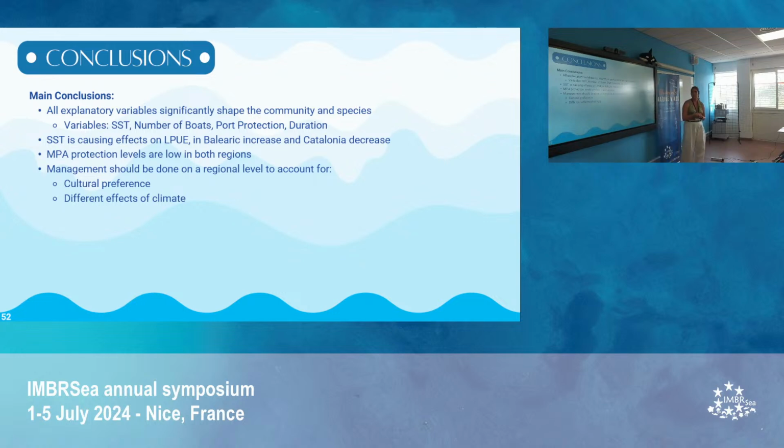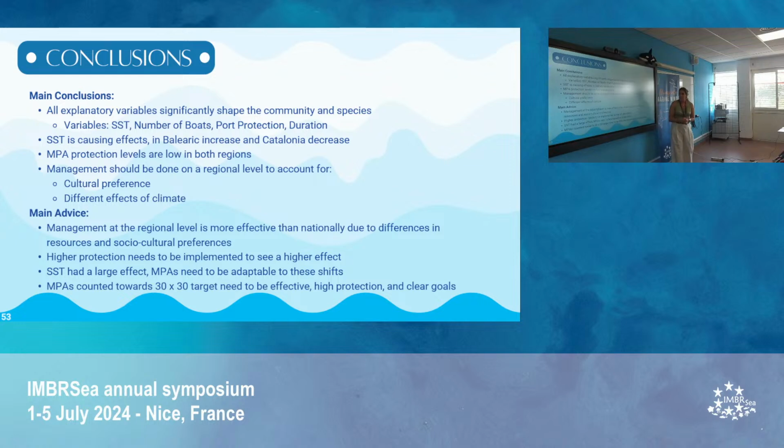So I would like to say my main conclusions, which are that all explanatory variables were significant in determining the biodiversity and the community, the species abundance. That with sea surface temperature, we're already seeing effects on some species, especially the tropicalization phenomenon. That MPA protection in both areas was low, but that regionally they were affecting things differently, and that the species caught were due to cultural preferences, abundance, and differences in climate.